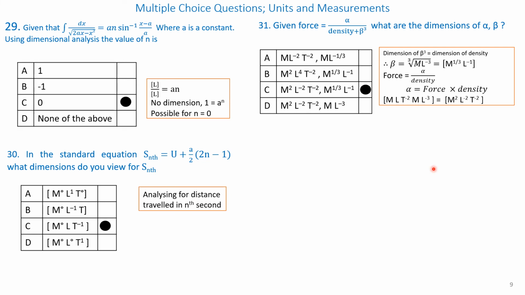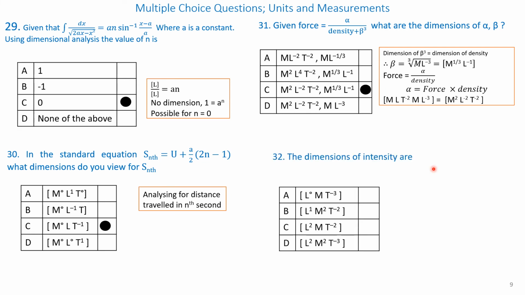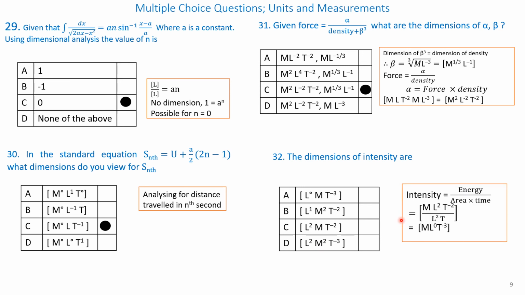Please mark it. Next question. The dimensions of intensity are, so we have to find, four options are given. Option A, L to the power of 0, m t to the power of minus 3, B, L to the power of 1, m square t to the power of minus 2. Option C, L square m t to the power of minus 2. And option D, L square m square t to the power of minus 3.